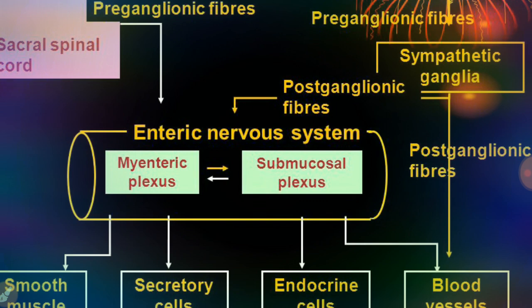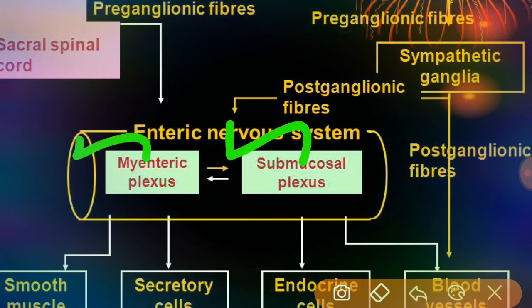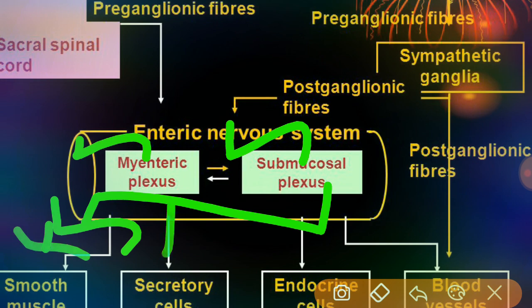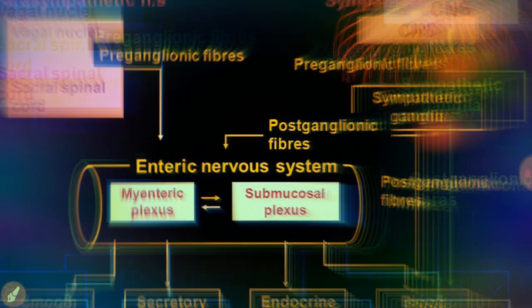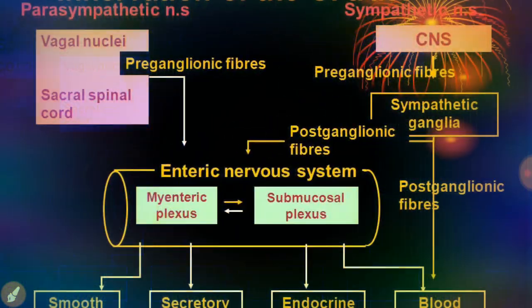Okay, see here, the enteric nervous system is supplied by two plexuses, the myenteric plexus and the submucosal plexus. By these two plexuses it leads to the smooth muscle, secretory cells, endocrine cells and the blood vessels. So this is the general schematic presentation of the innervation of the GI tract.